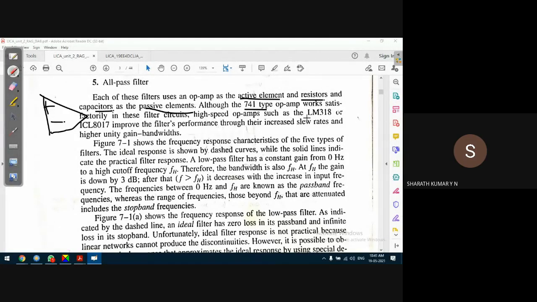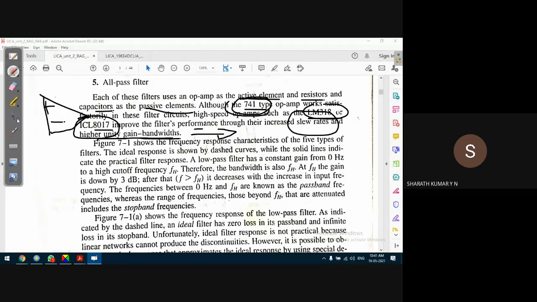For high speed op amps, the LM318 or ICL8017 improve the filter performance through increased slew rates and higher unity gain bandwidths. Yes, we have discussed slew rate. The higher the slew rate, the better the frequency response of an op amp. The higher the unity gain bandwidth, the higher the op amp bandwidth range. So for a higher frequency signal, we can go for an LM318. For a medium frequency range, we can manage with 741 op amps.